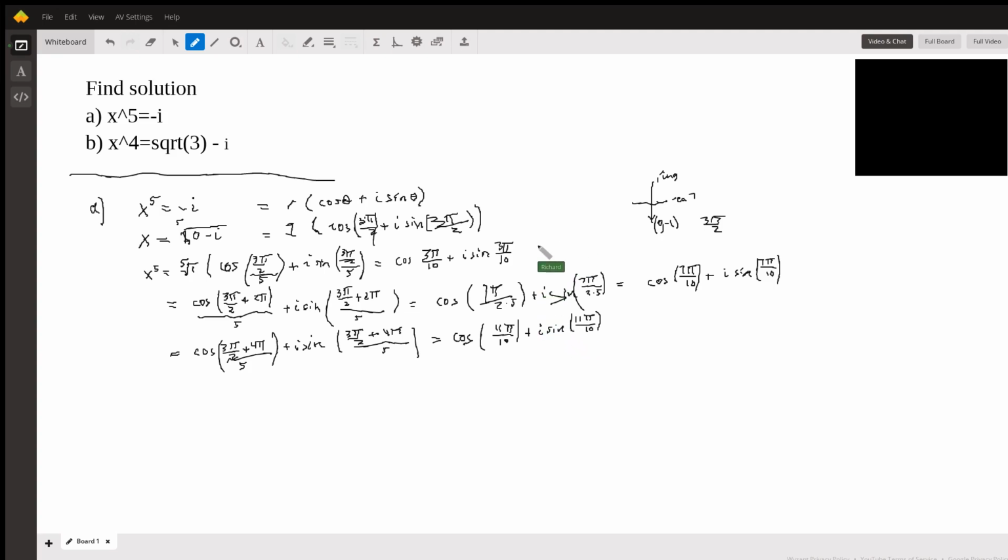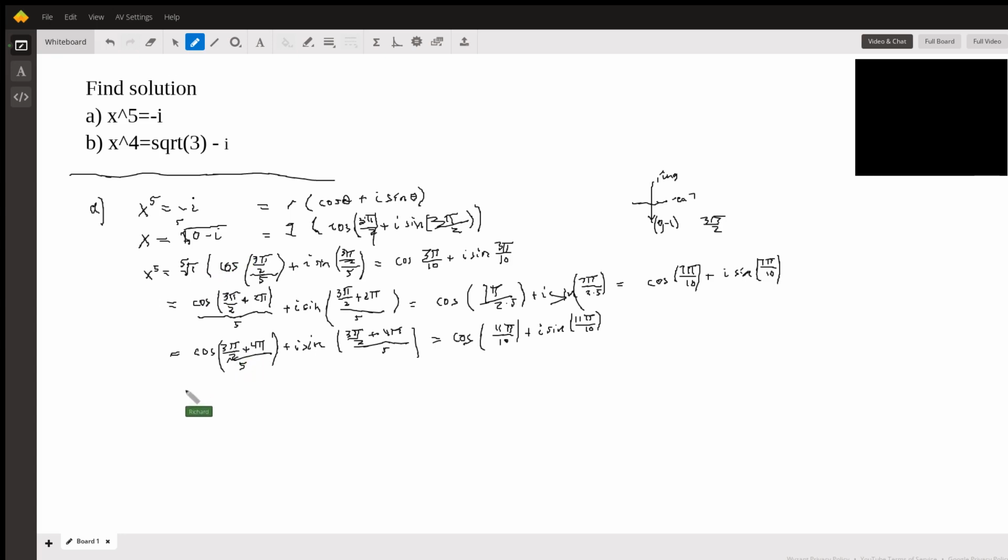You might be noticing a pattern here. See, we had 3 pi over 10, then we had 7 pi over 10, now we have 11 pi over 10. You can see we're going up by 4 pi over 10 each time. So we can anticipate, now that you see the pattern.